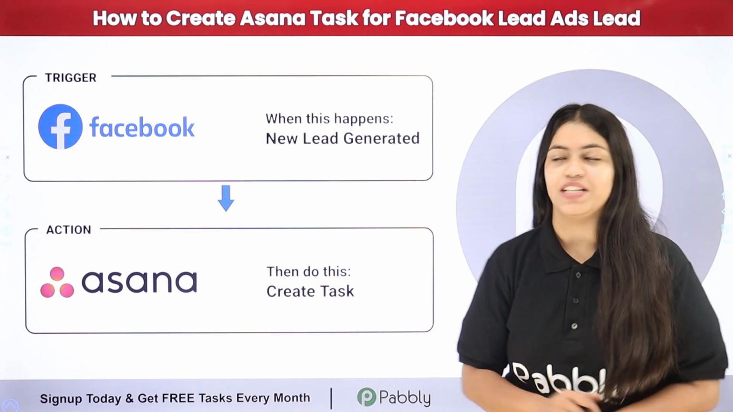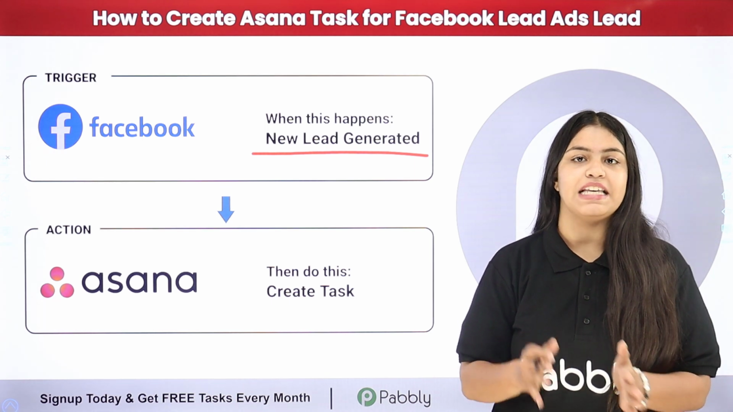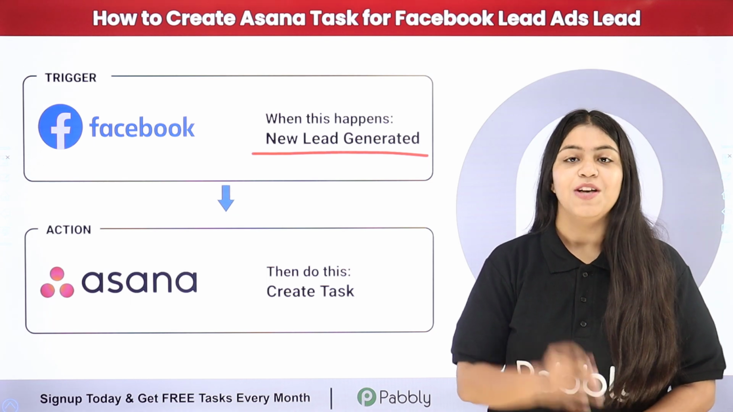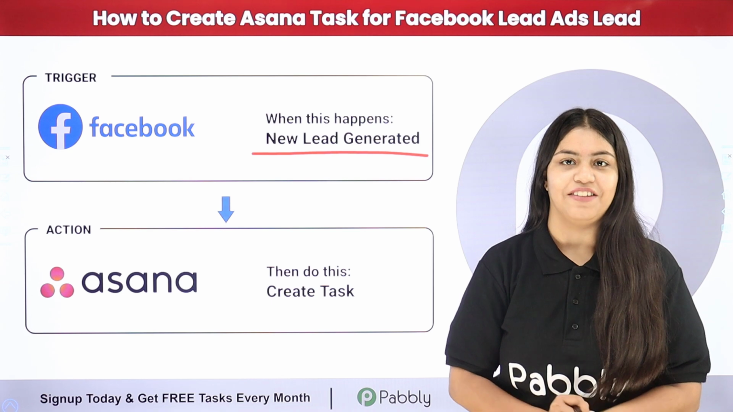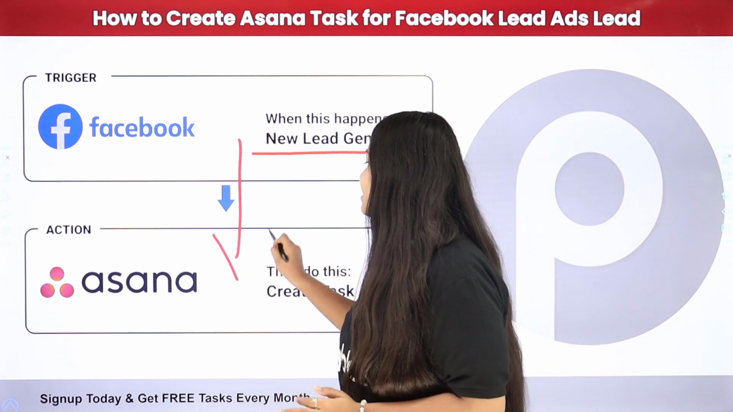Now what I want is that as soon as a new lead is generated from my Facebook lead ads, with the help of the same lead details only, I want to create a new task in my Asana account too, so that I can assign that task to my sales team and we can follow up quickly and efficiently. To do this, we are going to create a connection between Facebook lead ads and Asana.